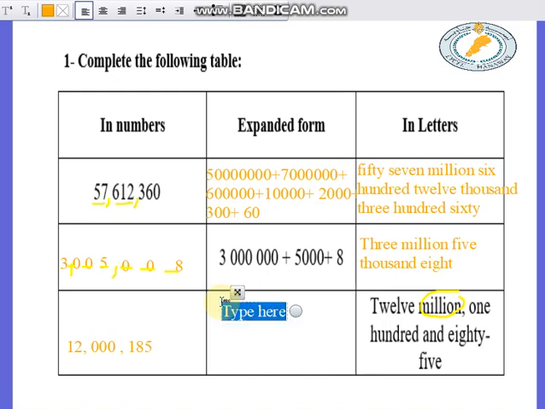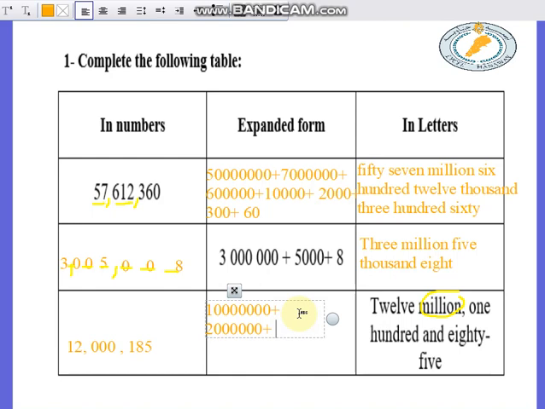I am done with this number. Now I will write it in the expanded form. I have 1, so I write 1. How many digits after 1 do I have? I have 7 digits, so I have to put 7 zeros. 1, 2, 3, 4, 5, 6, 7. Then I have 2. I write 2. How many digits after 2 do I have? I have 6 digits, so I should write 6 zeros. 1, 2, 3, 4, 5, 6 zeros.